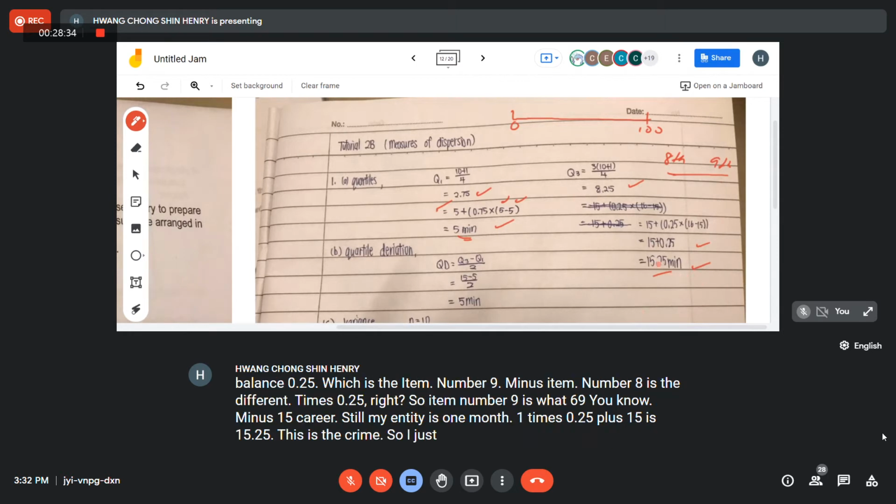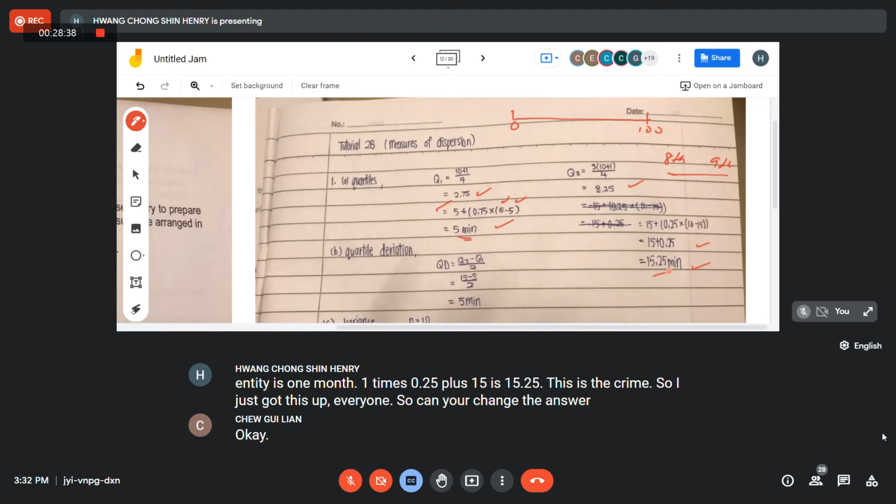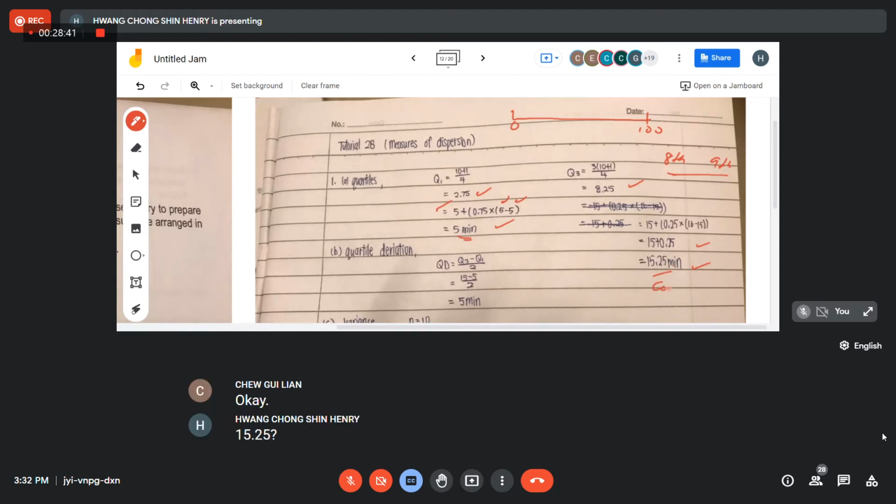I just got this, everyone. So can you change the answer to 15.25? The answer given is wrong already. Anyone don't understand?